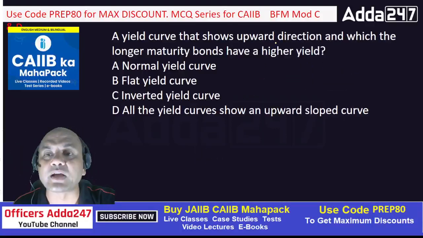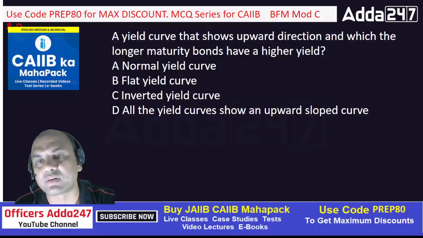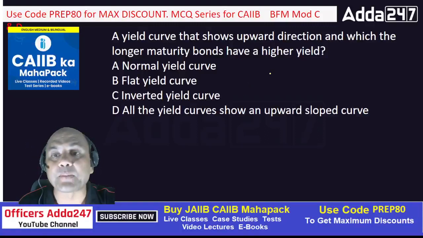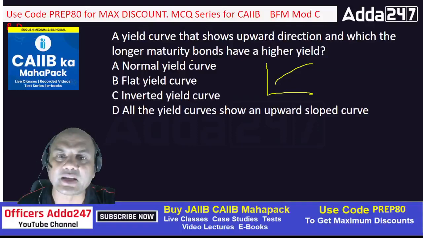A yield curve that shows an upward direction, in which the longer maturity has higher yield. So that is what? Normal, flat, inverted, or all? Upward. See this: upward, and longer maturity bonds have higher yields. So that is the normal yield curve, isn't it? Normal.